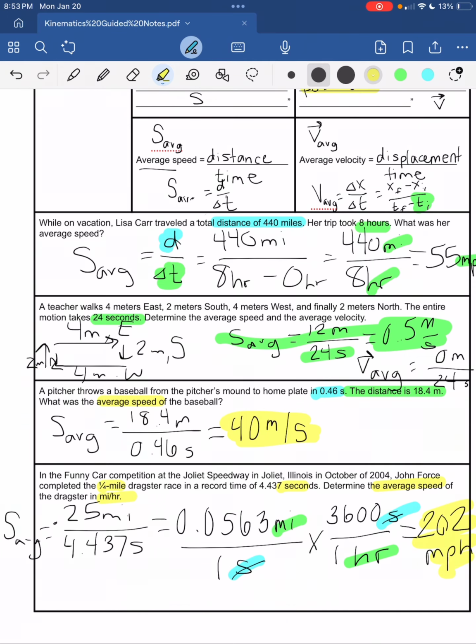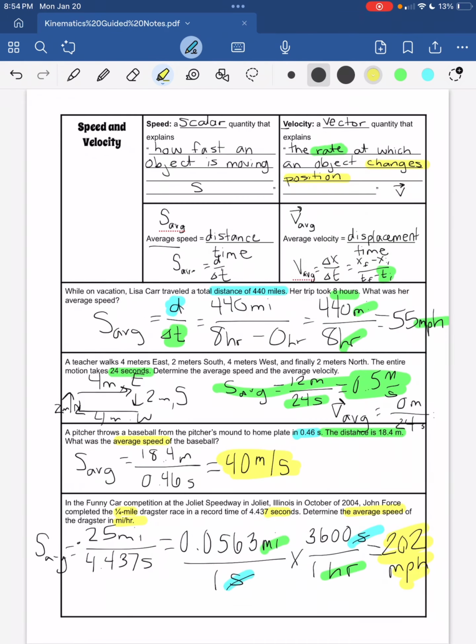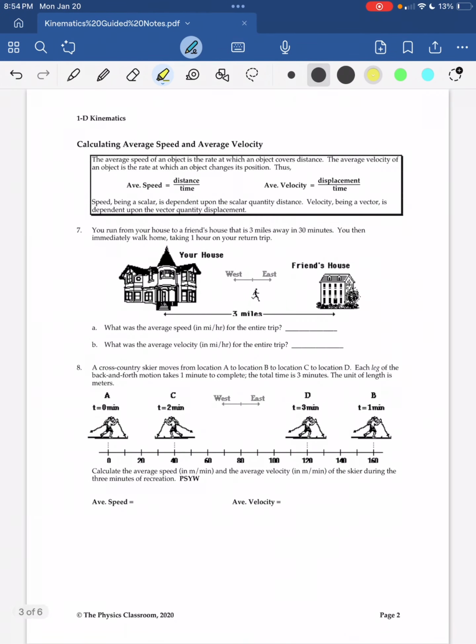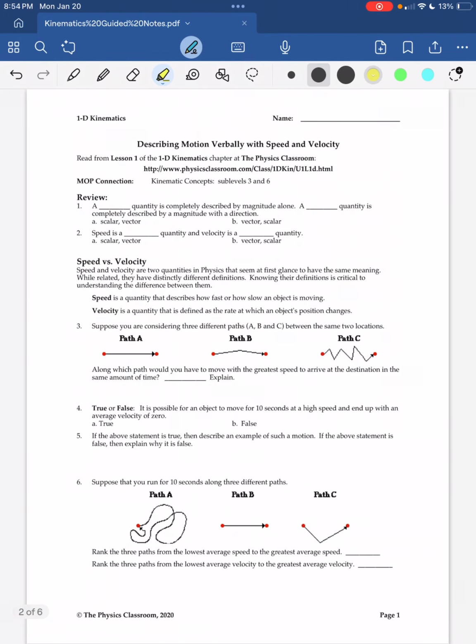So I want you to get out your packet and go to page 3. So you should be finished with pages 1 and 2. And so page 3 starts describing motion verbally with speed and velocity. The first part is review on scalars and vectors. So you should be able to complete these on your own by looking at your notes, and your homework packet from pages 1 and 2 should help you finish those. So let's look at number 3.